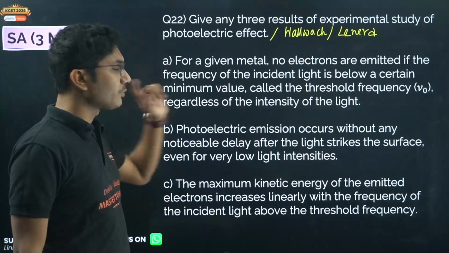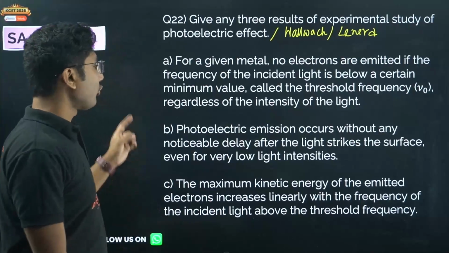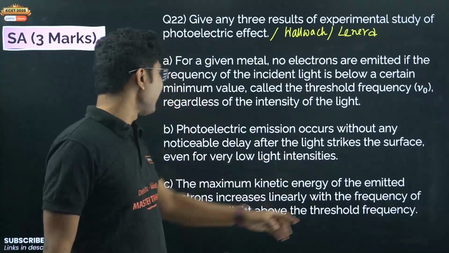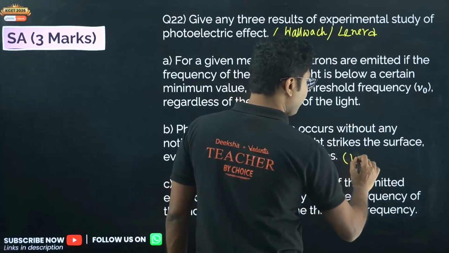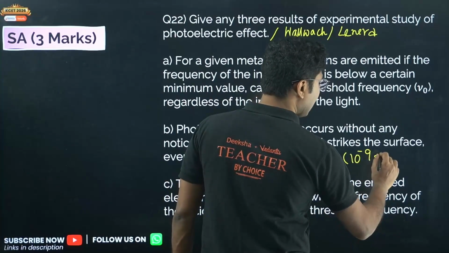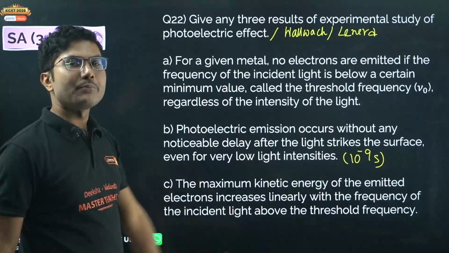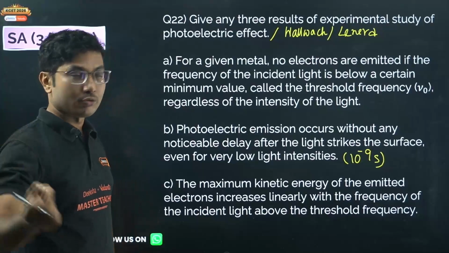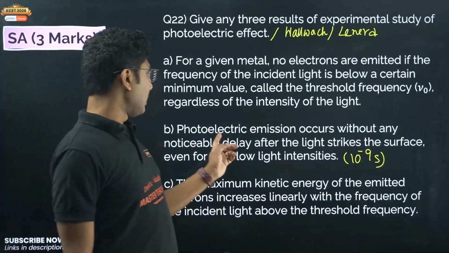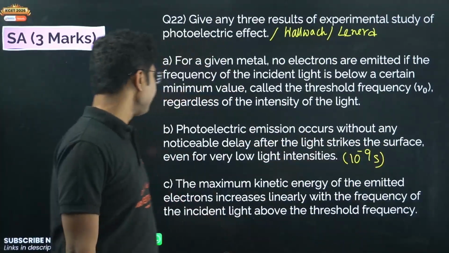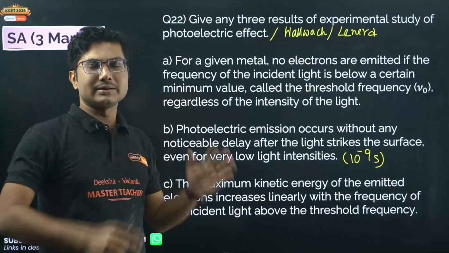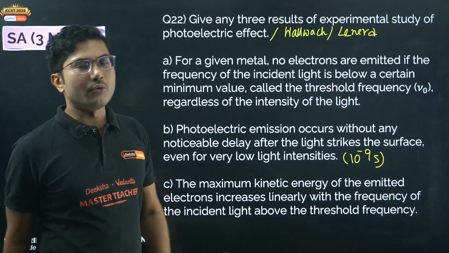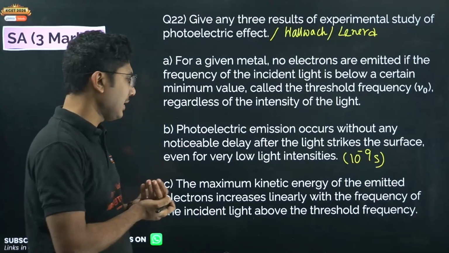Okay, regardless of the intensity of light. Photoelectric emission occurs without any noticeable delay, so it basically happens in about 10 to the power of minus 9 seconds. There is a delay, but it is almost negligible. After the light strikes the surface, even for a very low intensity, as soon as the light strikes the surface, we get an electron out of the surface. That is basically the photoelectric effect.